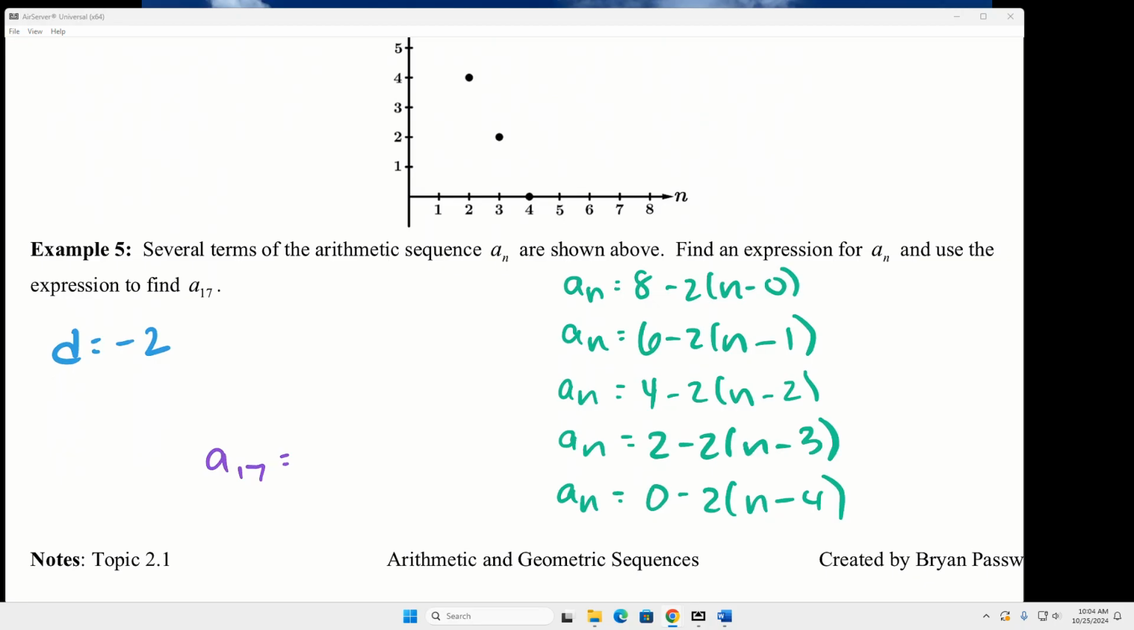What did you guys get for the 17th term? You're still getting it? Just pick one. Plug 17 in for n. It's negative. -26. Yeah.